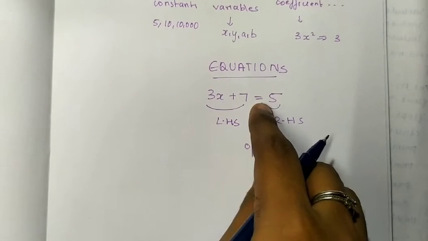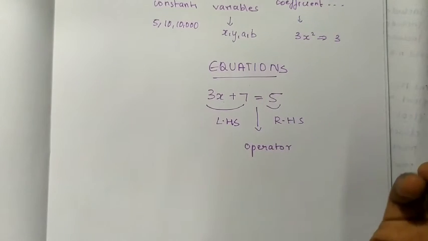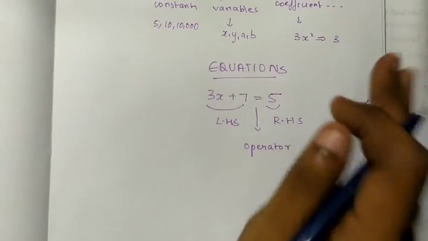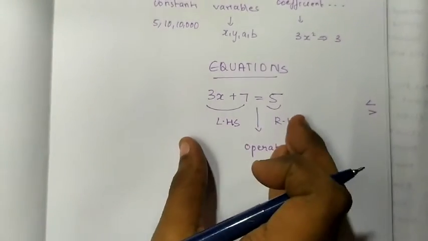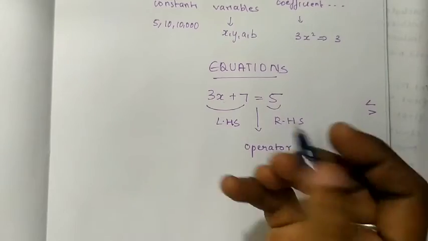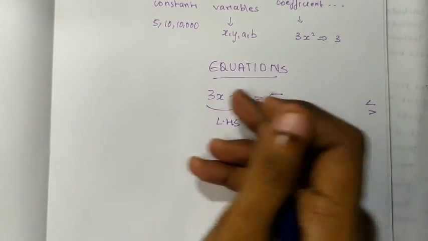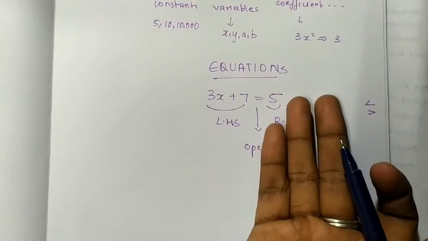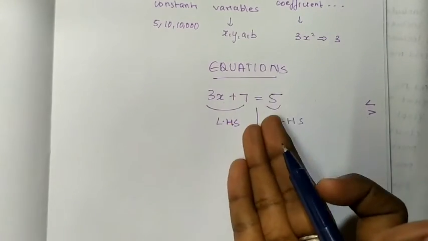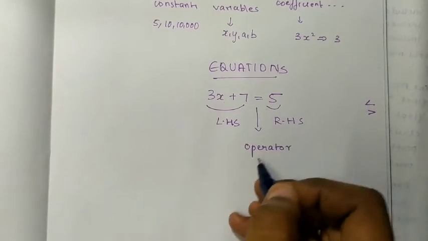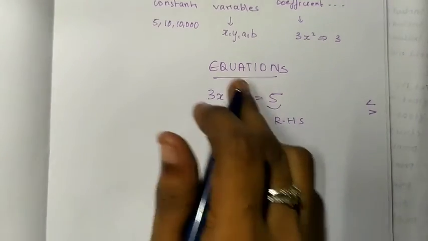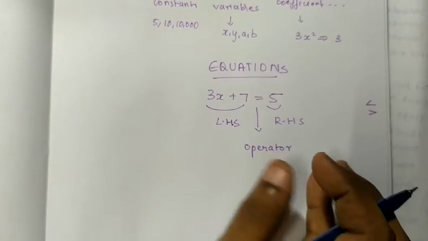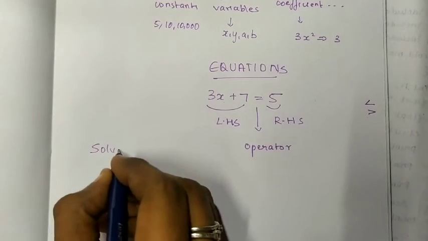Which is very important. Okay? In your higher classes, you will be seeing less than, greater than and so on. Now in this class we are going to see the equation. What does this equation refer to? Something on the left hand side and something on the right hand side, which is separated or joined together by an operator, equal to. That is what equations means. In this class we are going to see how to solve an equation.